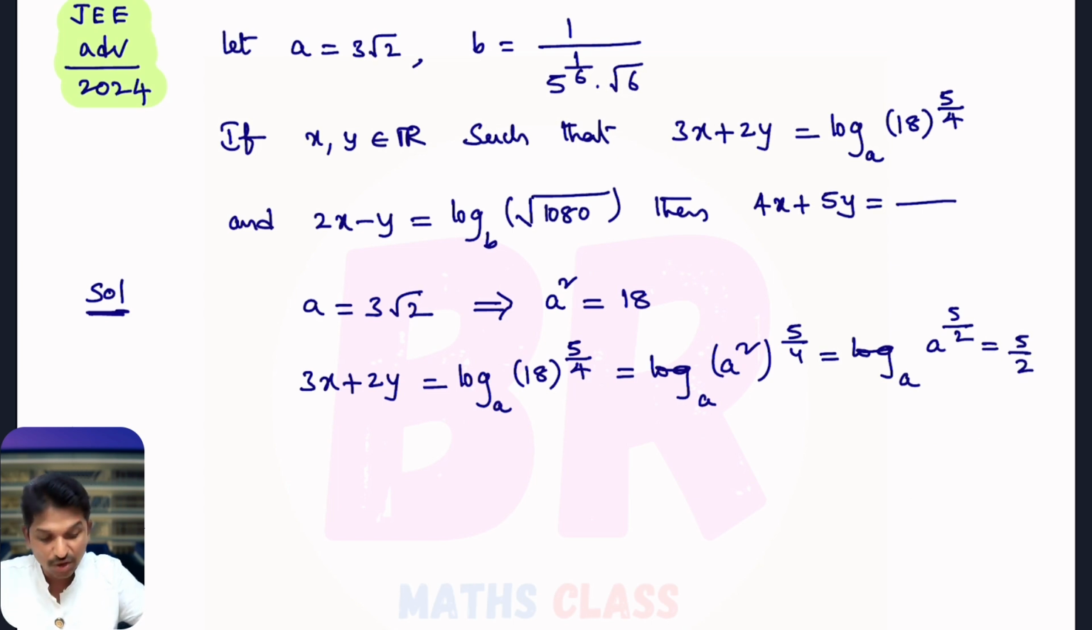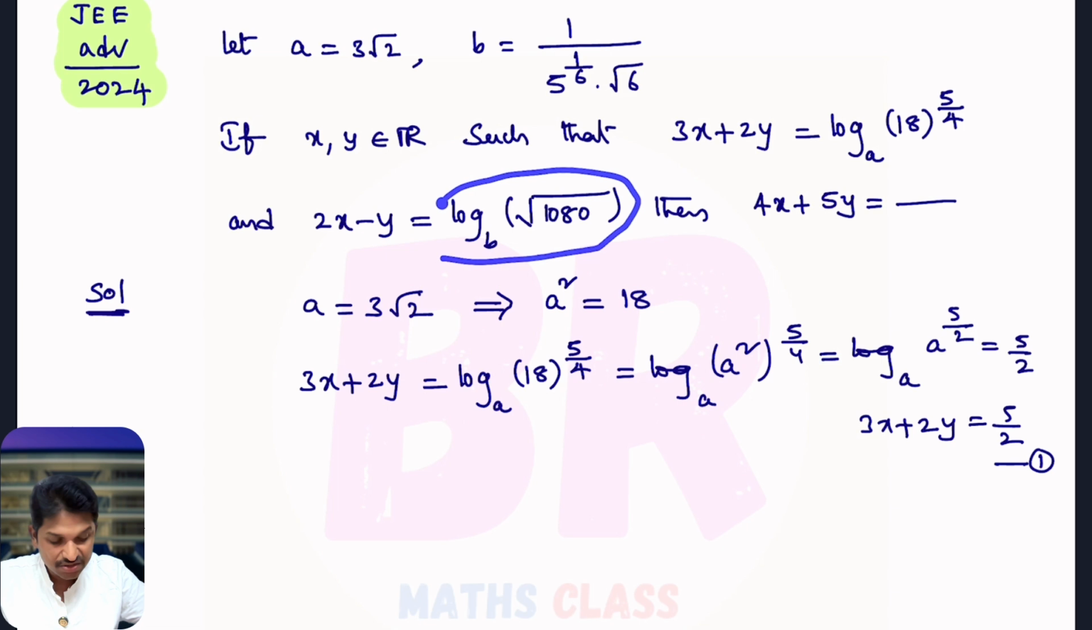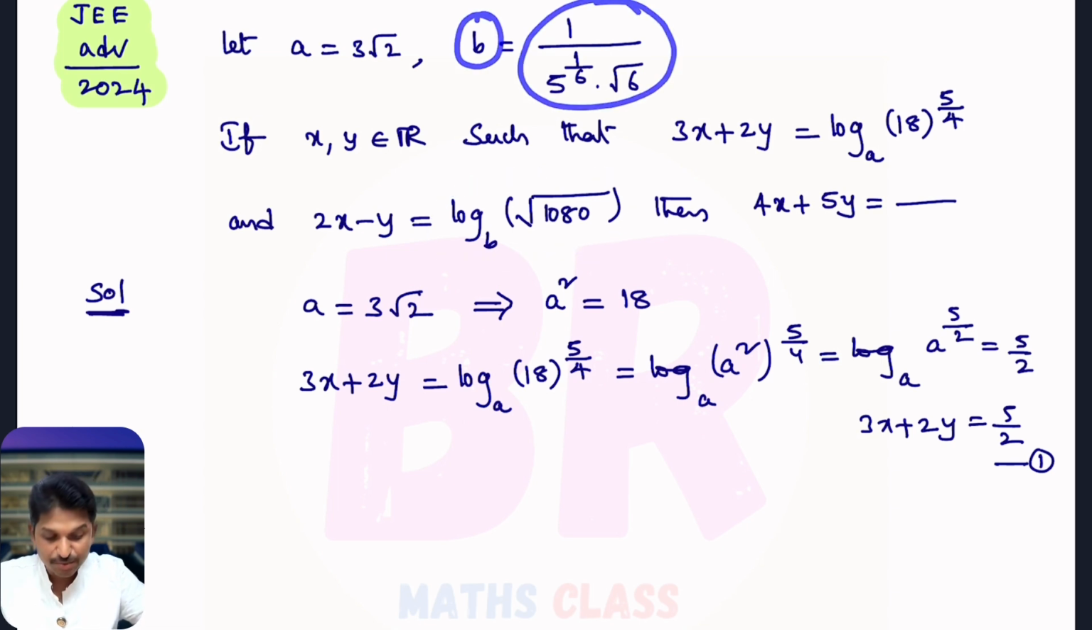Okay. Now I got one equation. 3x plus 2y equal to 5 by 2. Okay. I'll write here. So finally I got 3x plus 2y equal to 5 by 2. You take this as equation 1. Similarly, you try to simplify this. Here they given b equal to this expression.